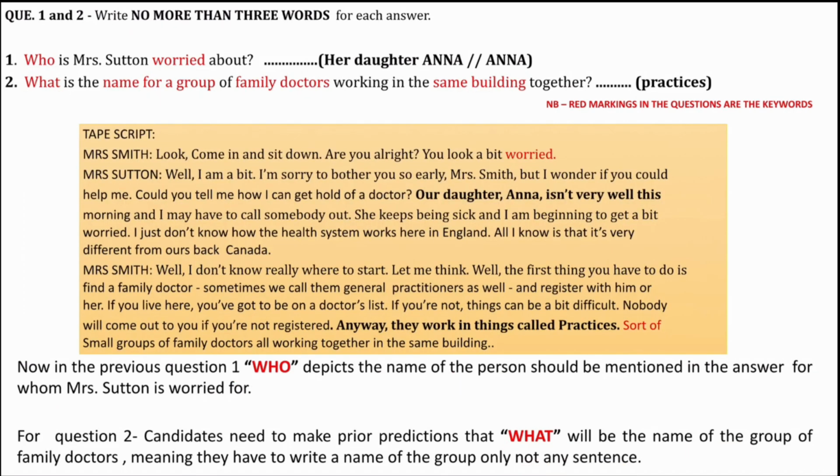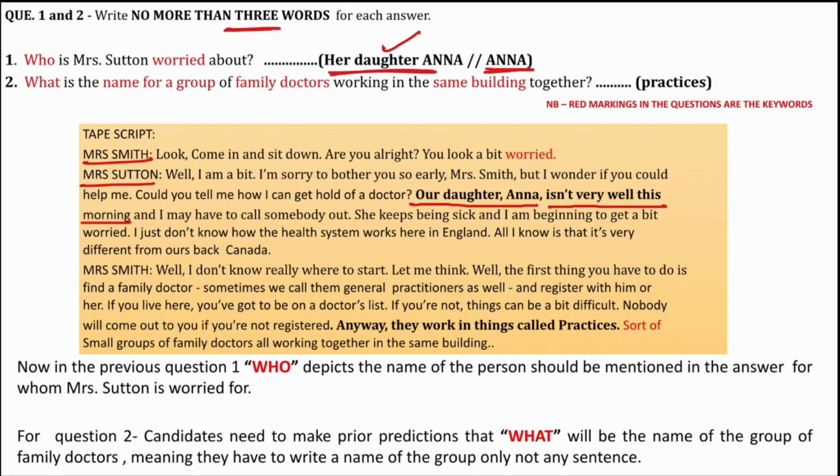Here, two speakers were there, Mrs. Smith and Mrs. Sutton. Now, question number 1 is referring to Mrs. Sutton, that for whom she is worried. So here I have marked it in bold that our daughter Anna isn't very well this morning. So Mrs. Sutton is worried about her daughter Anna. So that's why the answer is her daughter Anna, or you can write only Anna.